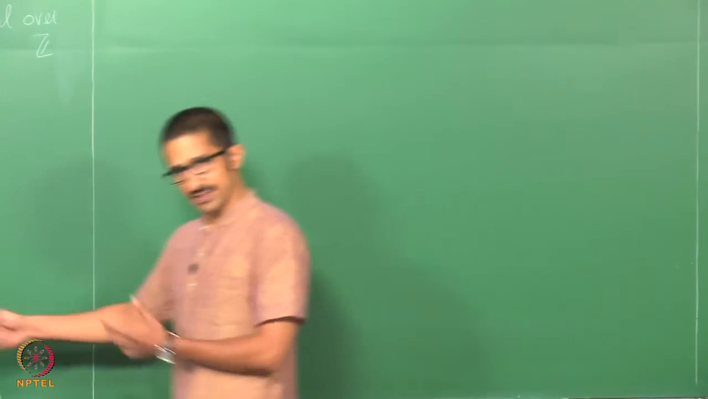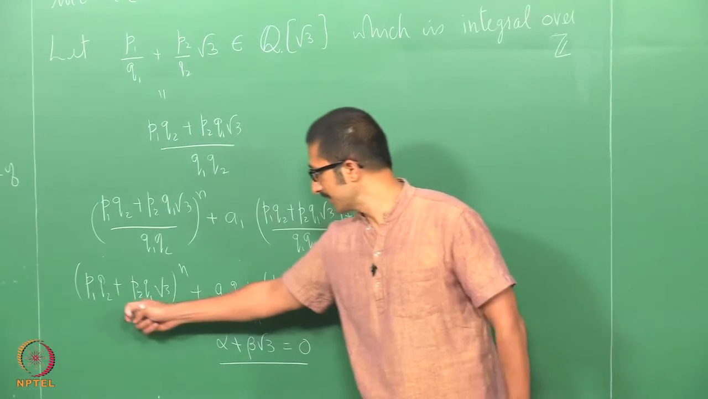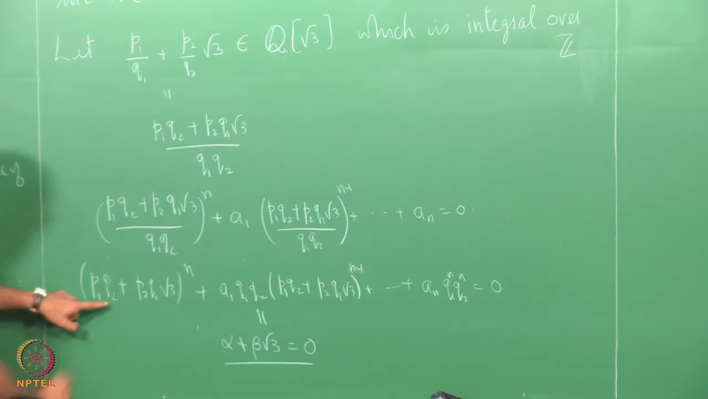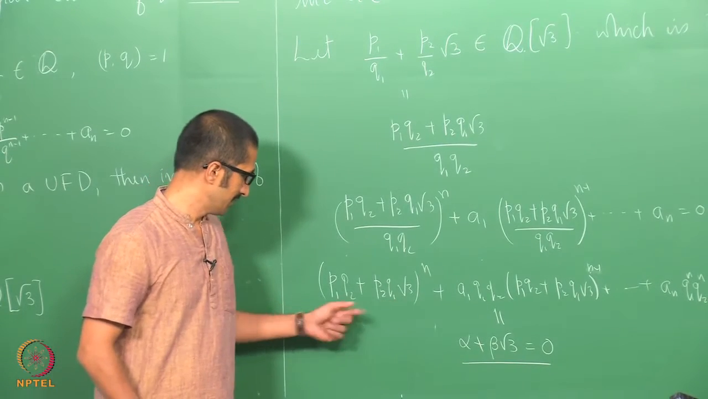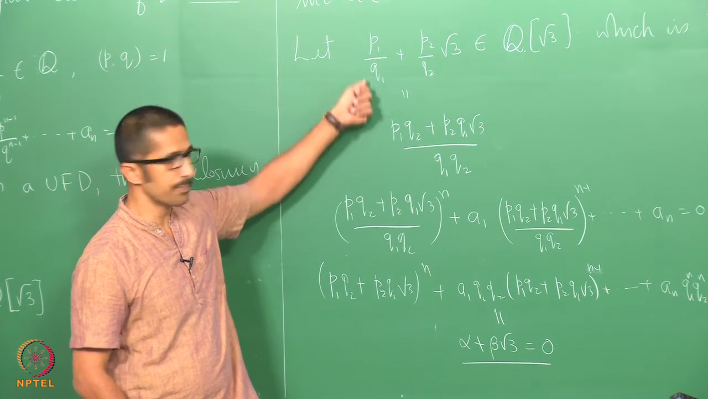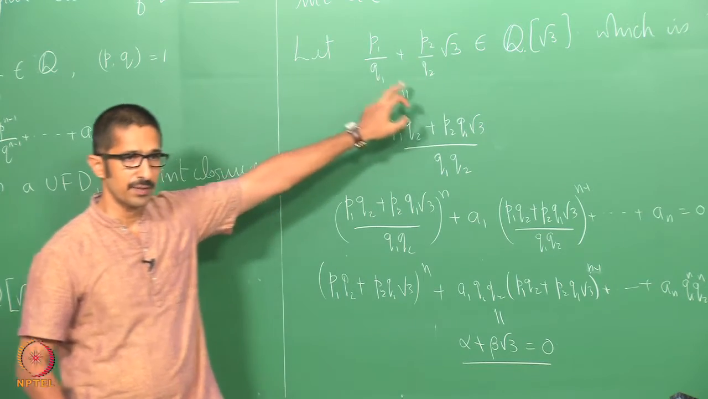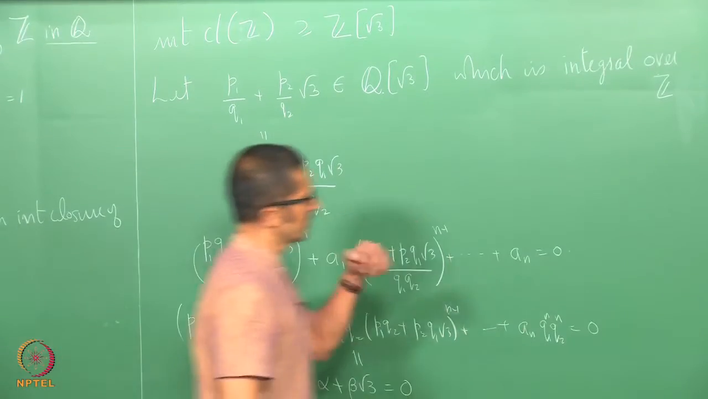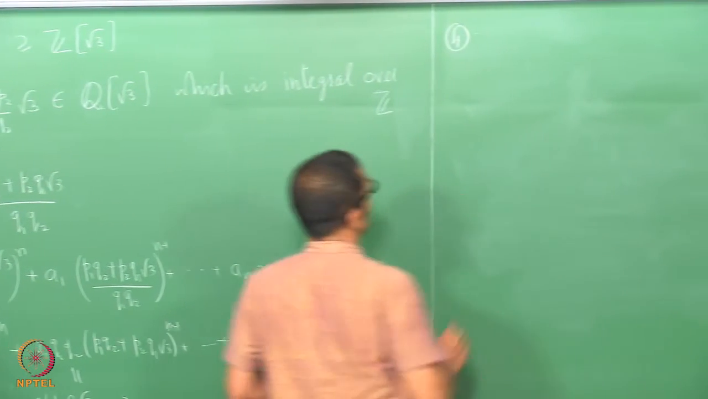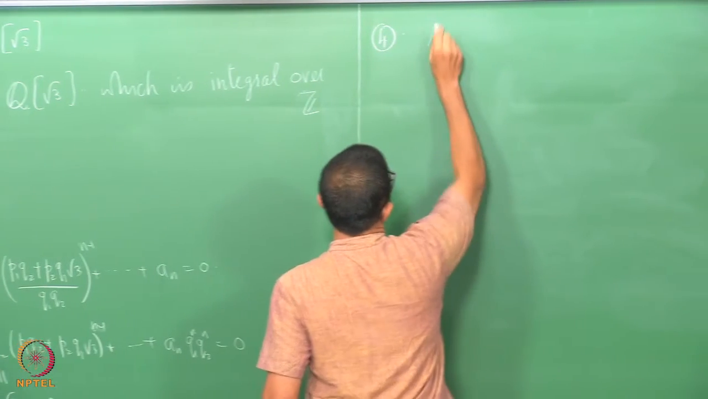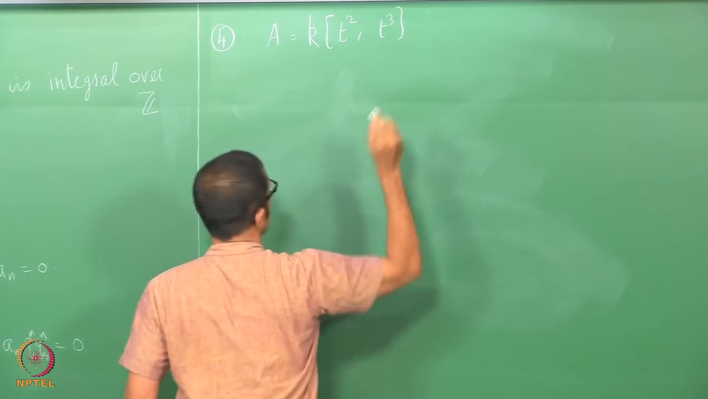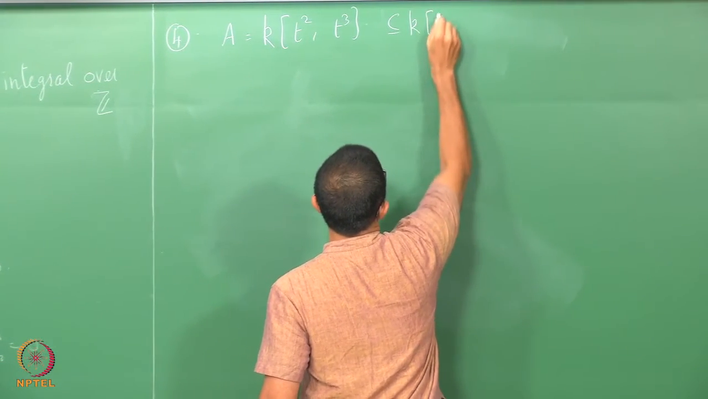So this is, you know, one can do it. Ultimately you will have to get a contradiction with the fact that Q1 and P1 are prime, Q2 and P2 are prime to each other, using this. So let us look at another example. Look at A equal to k[t square, t cube], this contained in the ring k[t].